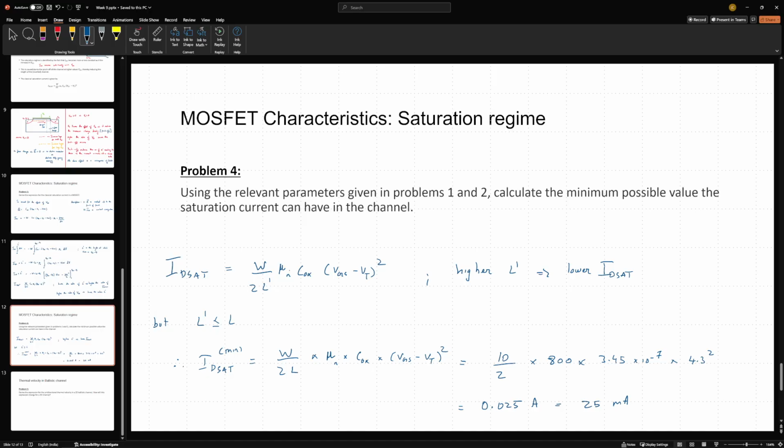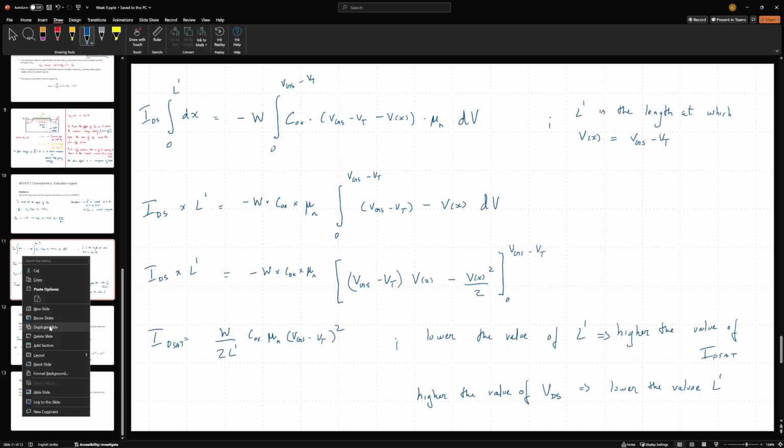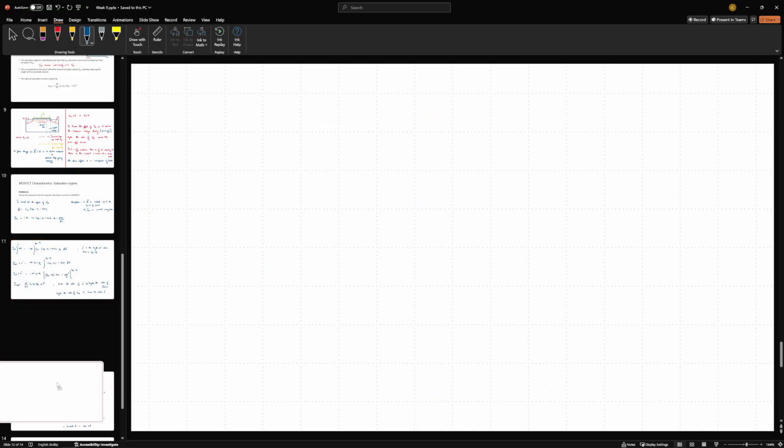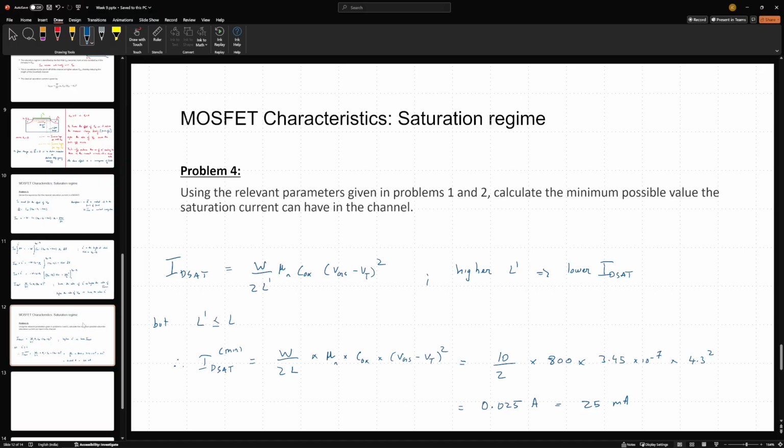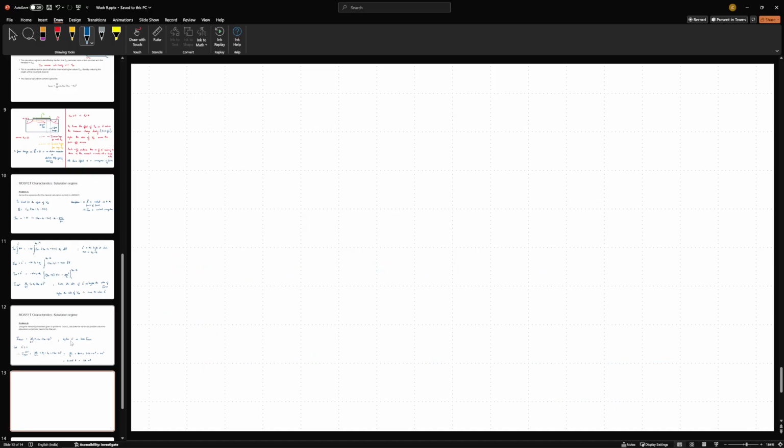So approximately 25 milliampere is the current that we get. Now let us do a couple of follow-up questions to this. Before we move further, this is the absolute minimum value of the saturation current. Now let me ask this question.